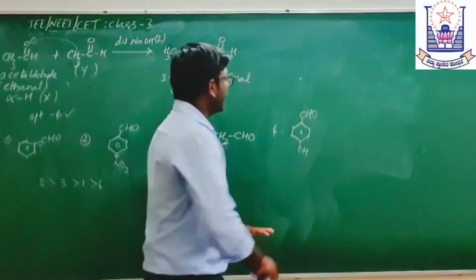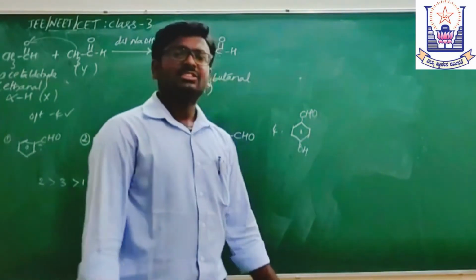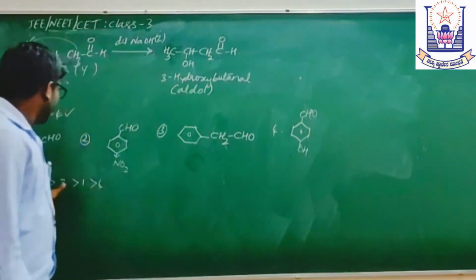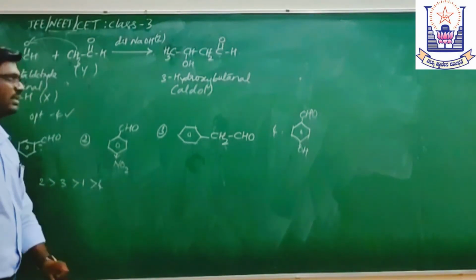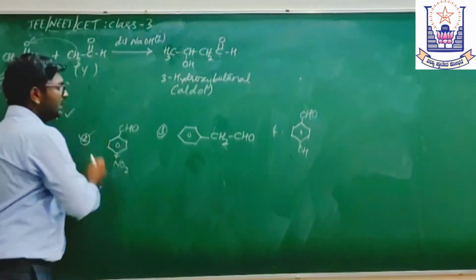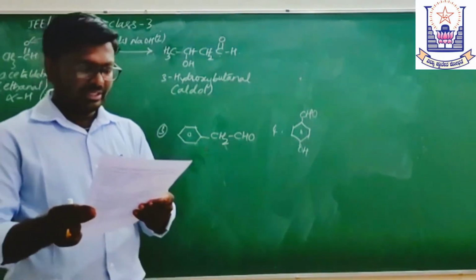Out of options 1 and 4, option 1 will readily undergo. Here OH is an electron donating group, it still reduces the polarity. This is all based on the polarity. Polarity is more in this order and the reactivity is also more, therefore here option 2 is the correct answer. Okay, then go for the 23rd.